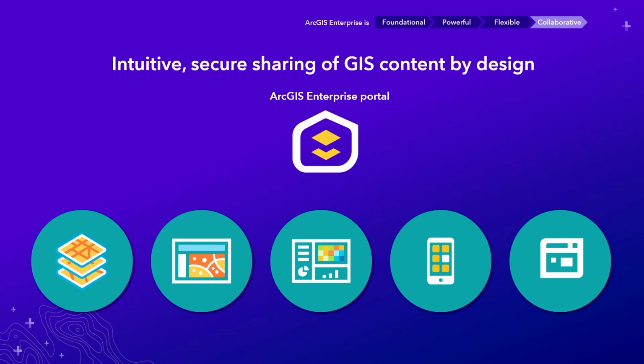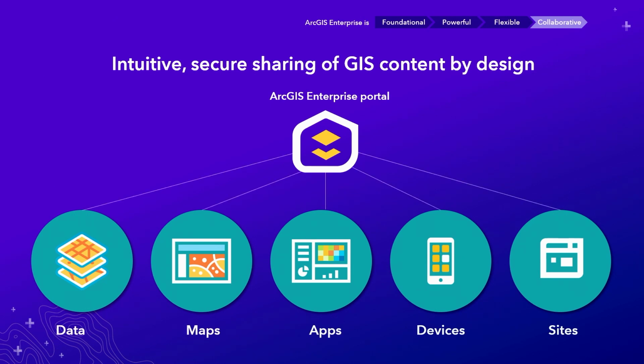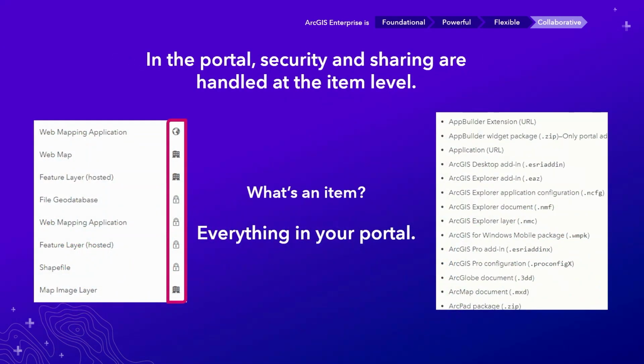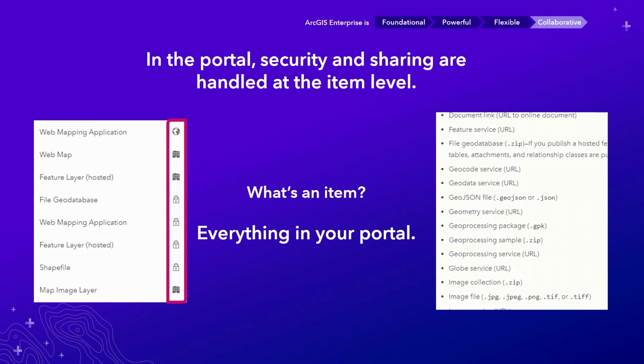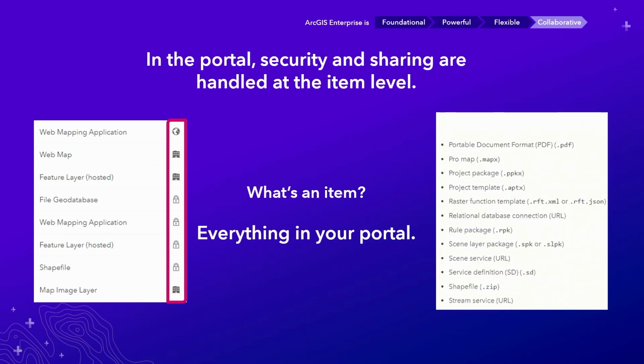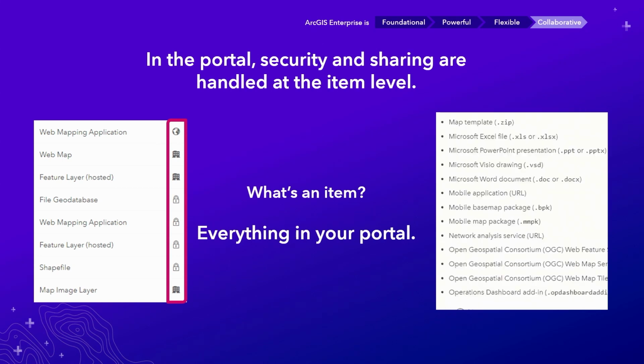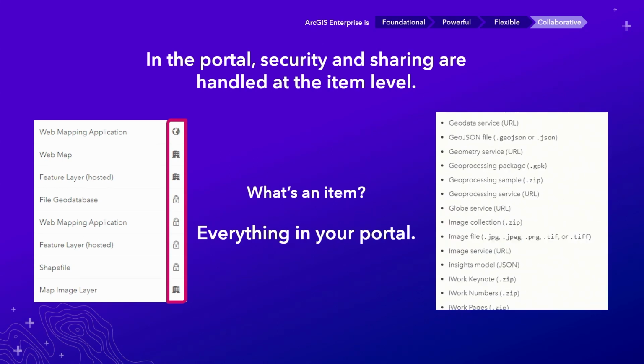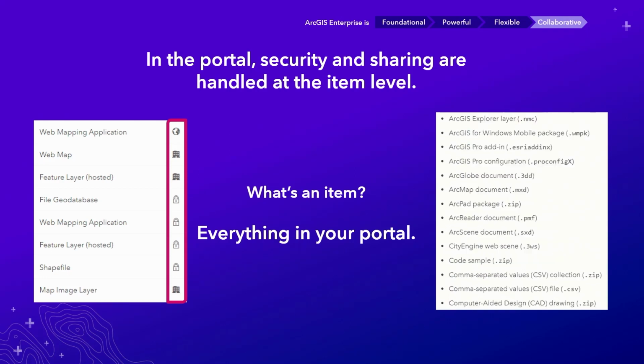Now to start with, we try to make all content shareable in basically the same way. That makes it easy for you to understand and have a familiar sharing and security model that you can apply across your site, no matter what kind of data you're working with. So what we mean by that is that everything in the portal is an item. Whether you have a web map, a web app, a shapefile, a CSV that you've imported, a Microsoft Word document, whatever that is, when it's brought into the portal, it's handled as an item.